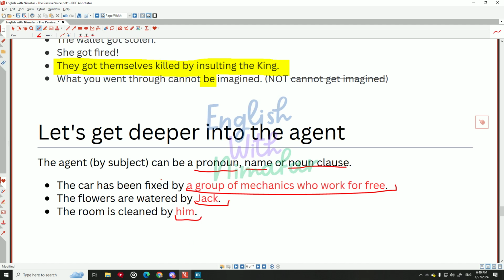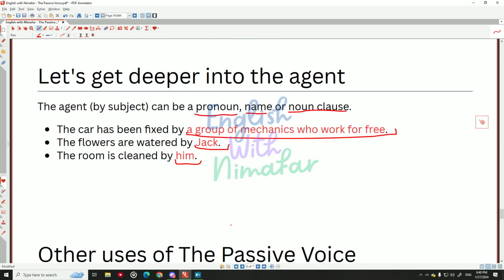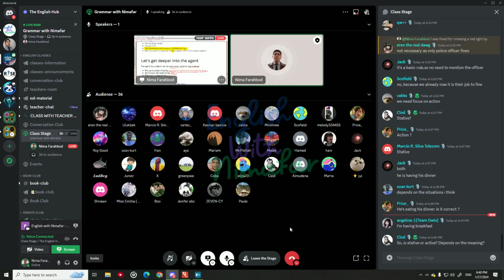But I have a question. Can anyone tell me what a clause is? What is the definition of a clause?